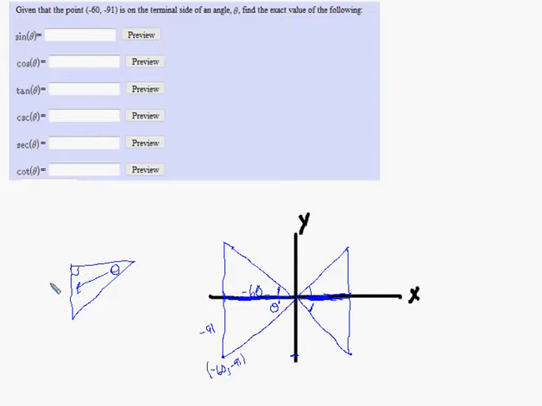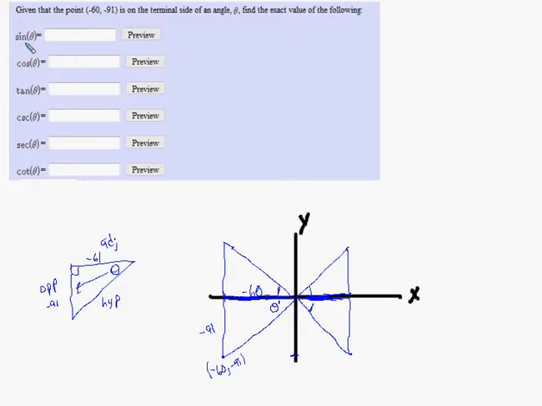So this would be the opposite side over here. I need to figure out what it is and divide by the hypotenuse. Well, we already know the opposite side is negative 91. Later on in the question, I'm going to need to know this side right here, which is the adjacent side. Let me label that ADJ. That's negative 60. And then, of course, the side opposite the 90-degree angle is my hypotenuse.